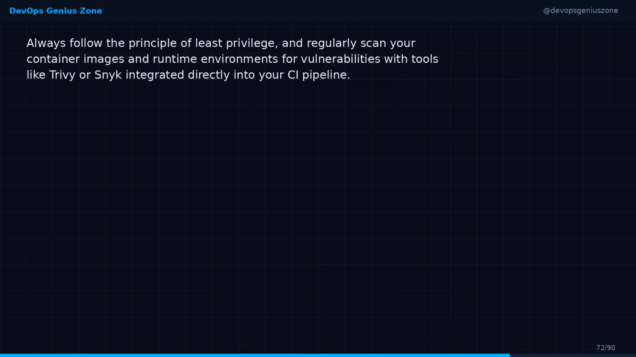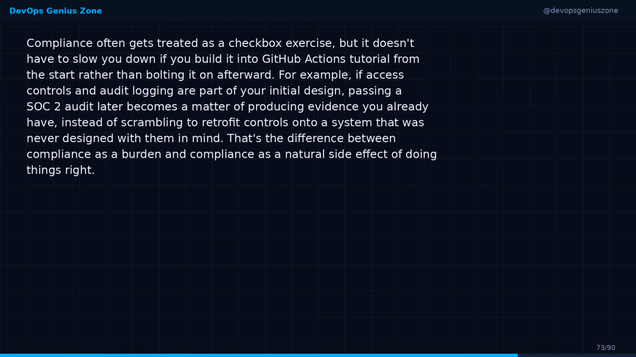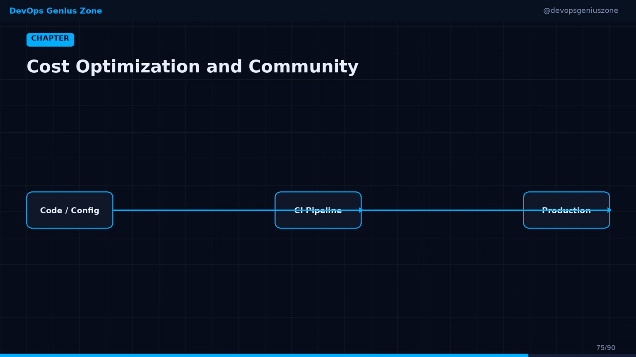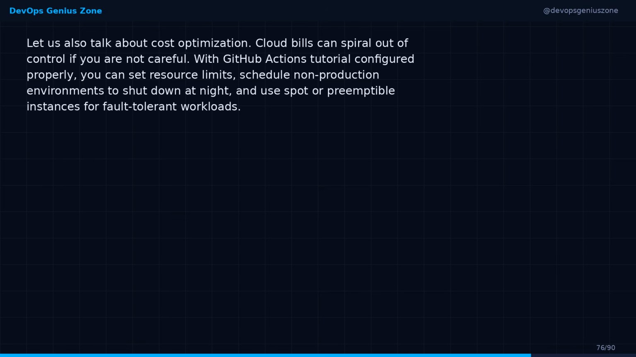Compliance often gets treated as a checkbox exercise, but it doesn't have to slow you down if you build it into GitHub Actions tutorial from the start rather than bolting it on afterward. For example, if access controls and audit logging are part of your initial design, passing a SOC 2 audit later becomes a matter of producing evidence you already have, instead of scrambling to retrofit controls onto a system that was never designed with them in mind. That's the difference between compliance as a burden and compliance as a natural side effect of doing things right.